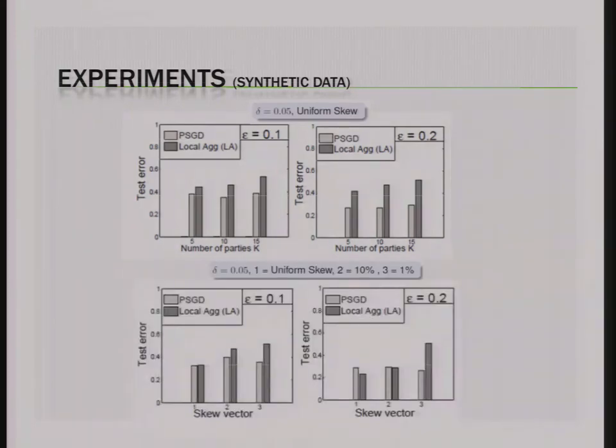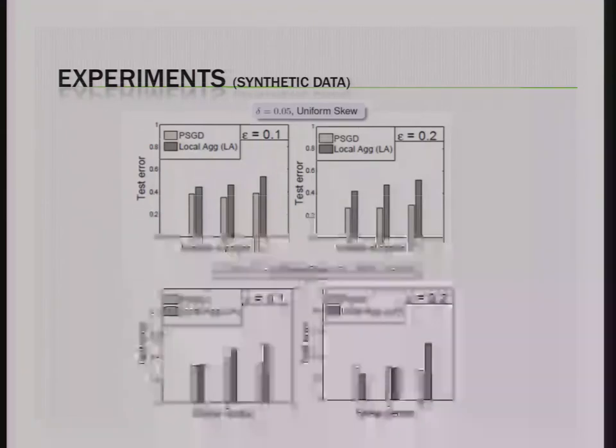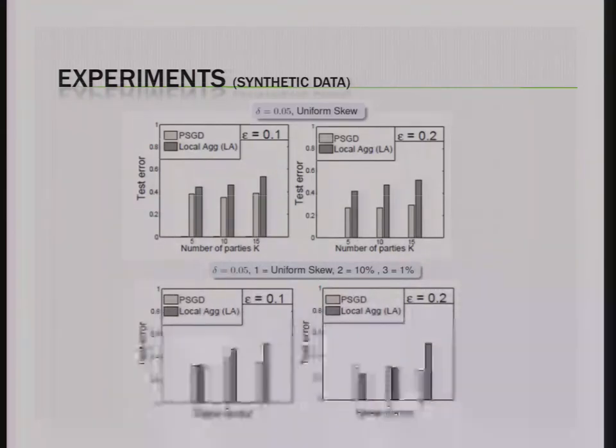The next experiment we did was to test the skewness, which the theoretical bound also stated. And here the x-axis corresponds to the skew vector. 1 says the data was divided equally among parties. 2 says the party that had the least amount of data had 10% of the entire data set. And 3 means it had 1% of the entire data set. And as you can again see, the skewness indeed affects the test error.